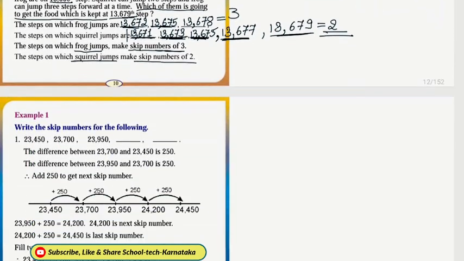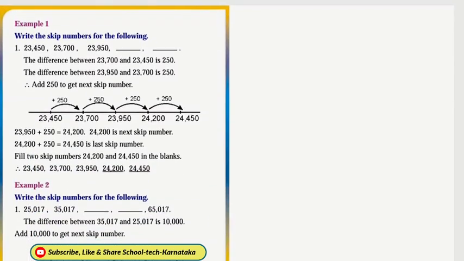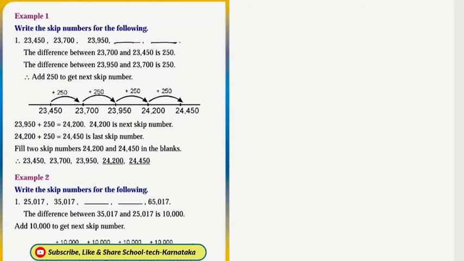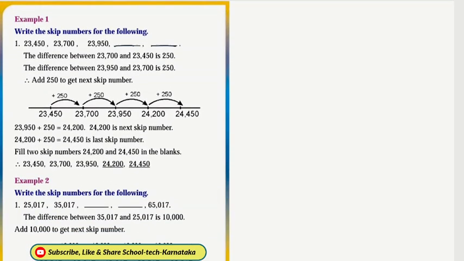Let's check what do we have next. In example 1, write the skip numbers of the following. They have given the first 3 numbers and we need to find the 4th and the 5th number. So how do we find the skip number? The first thing is to find the difference between the first 2 numbers.